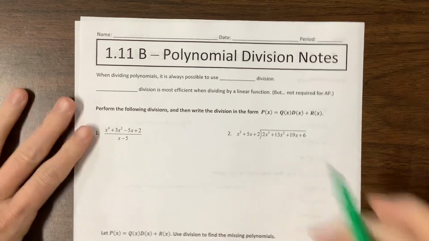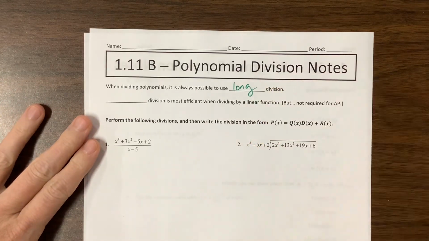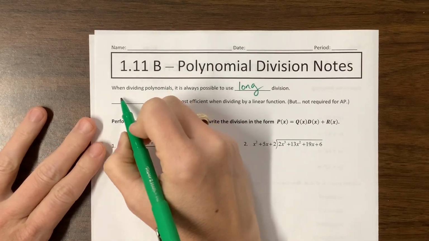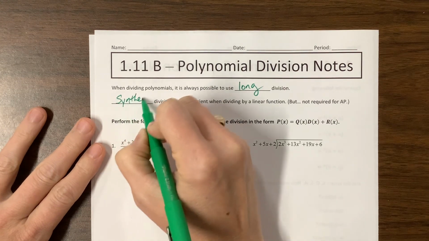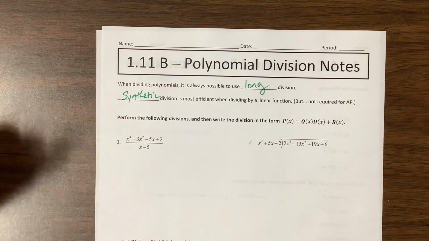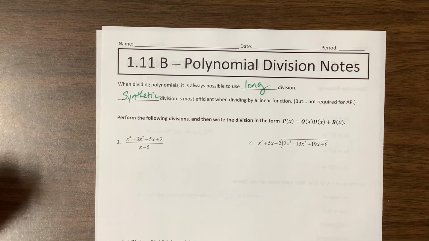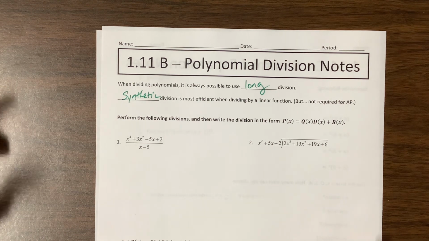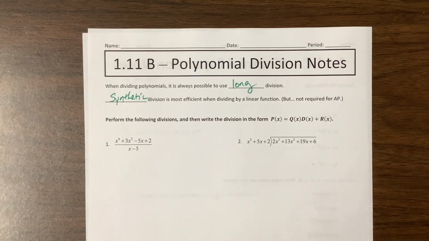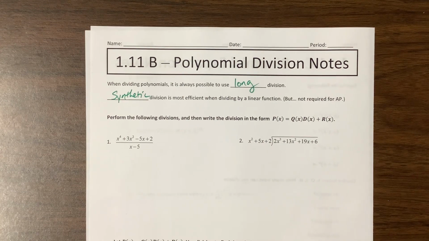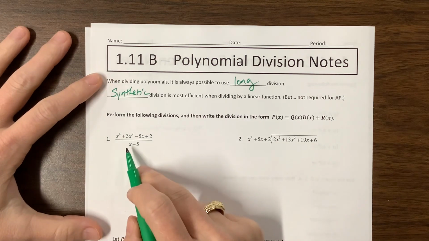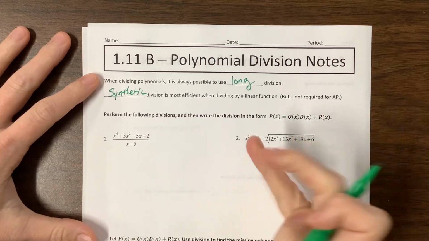So when dividing polynomials, it's always possible to use long division. Synthetic division is most efficient when dividing by something linear, but it's not required for AP, which kind of surprised me, but they forgot to consult me. So I'm going to do both just to refresh your memory. I think you probably learned both in Algebra 2, but here we go.